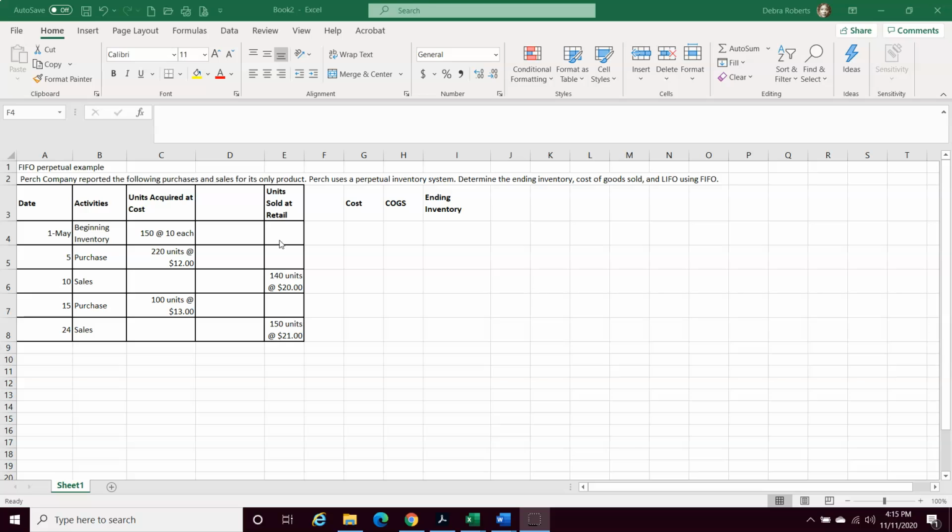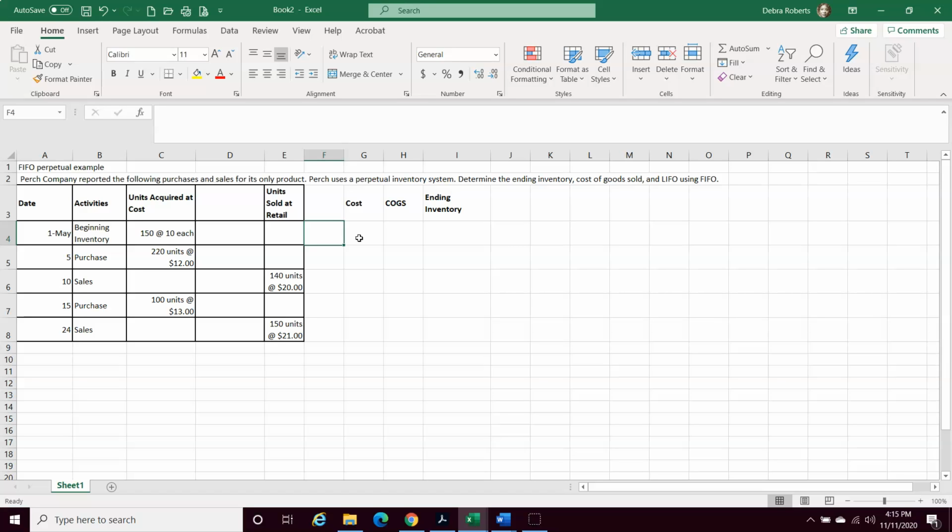Given the data that you see on your screen, it gives you dates, activities, costs of the units that were acquired or sold, and then the units that are sold. We're going to compute the transactions in such a way that we automatically determine our cost of goods sold per transaction, if necessary, and the changes it's making on our ending inventory.